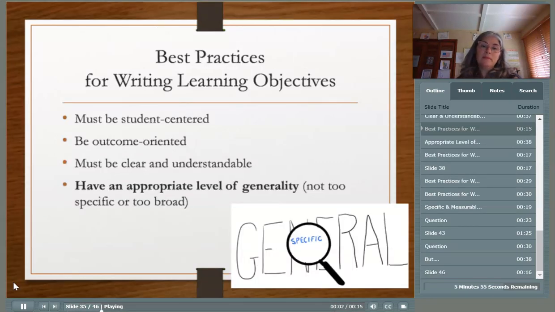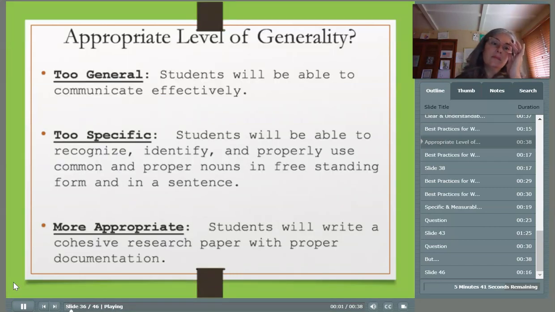When writing learning objectives, and this one's kind of tough, you also need to think about how specific versus how general it should be. So having the right level of generality, let me show you some examples that might help. So let's look at these. Let's start with one that's too general. Students will be able to communicate effectively. I actually have seen that on a lot of syllabi. What does that mean? I mean, that's incredibly broad.